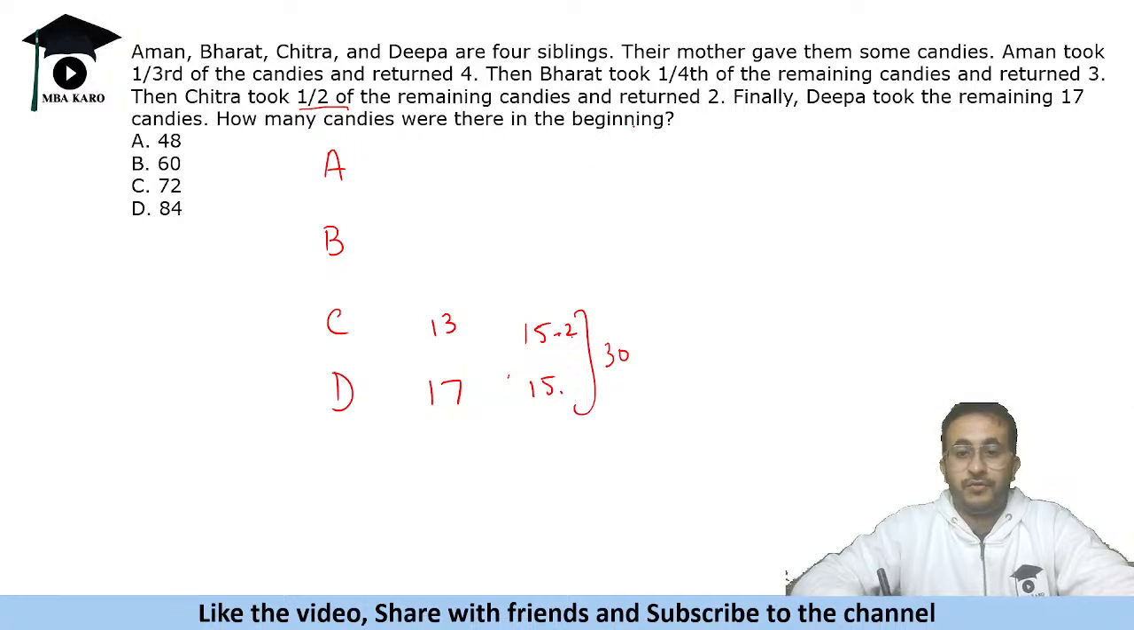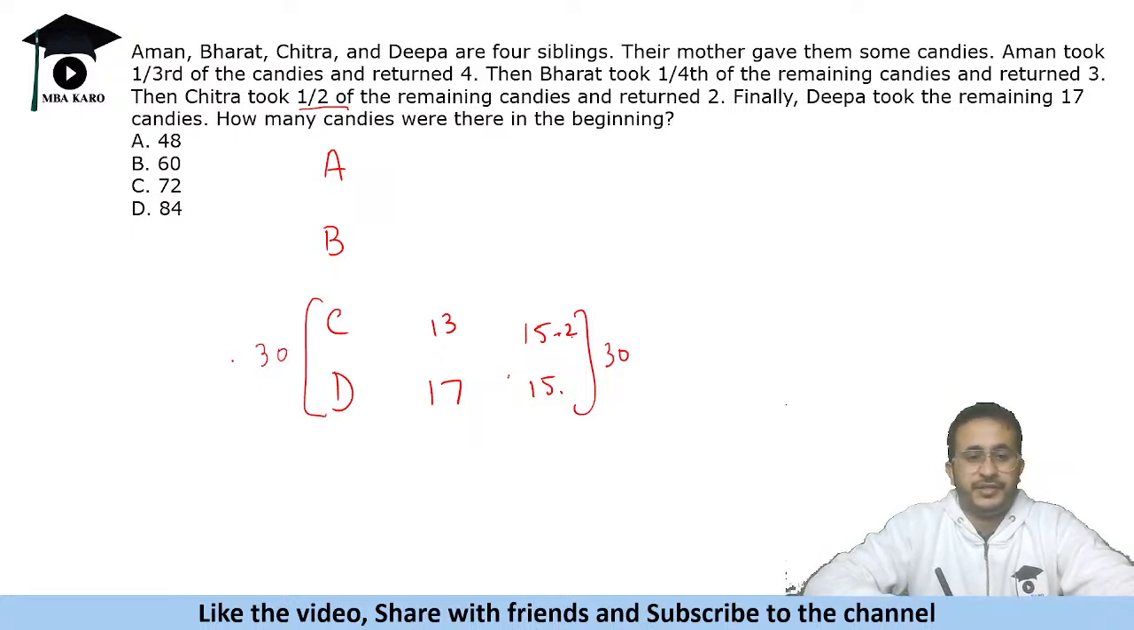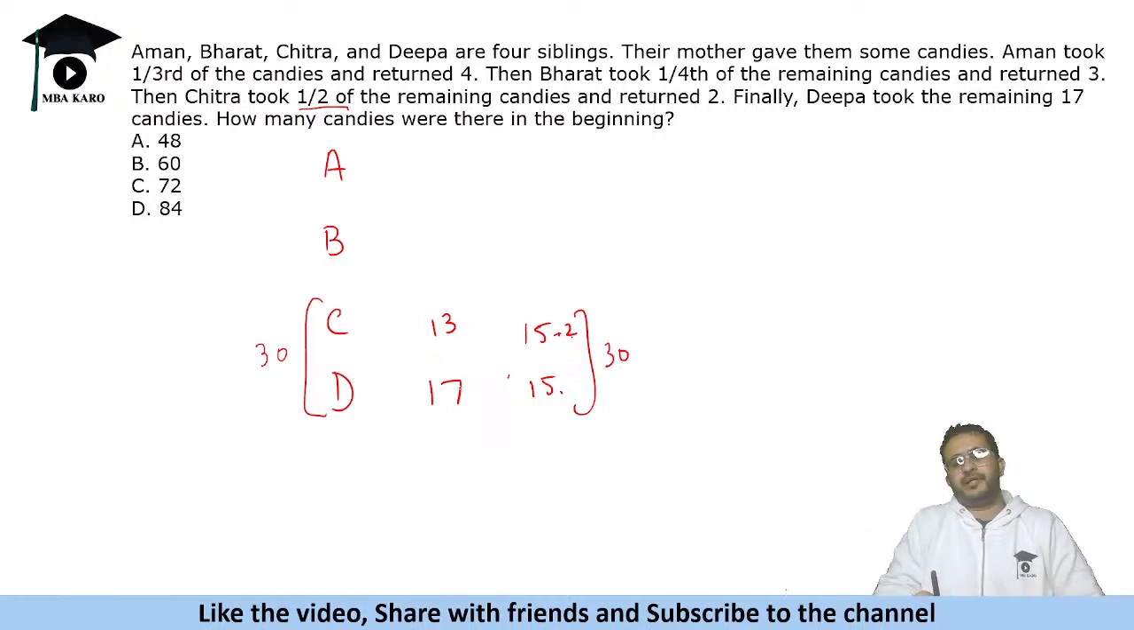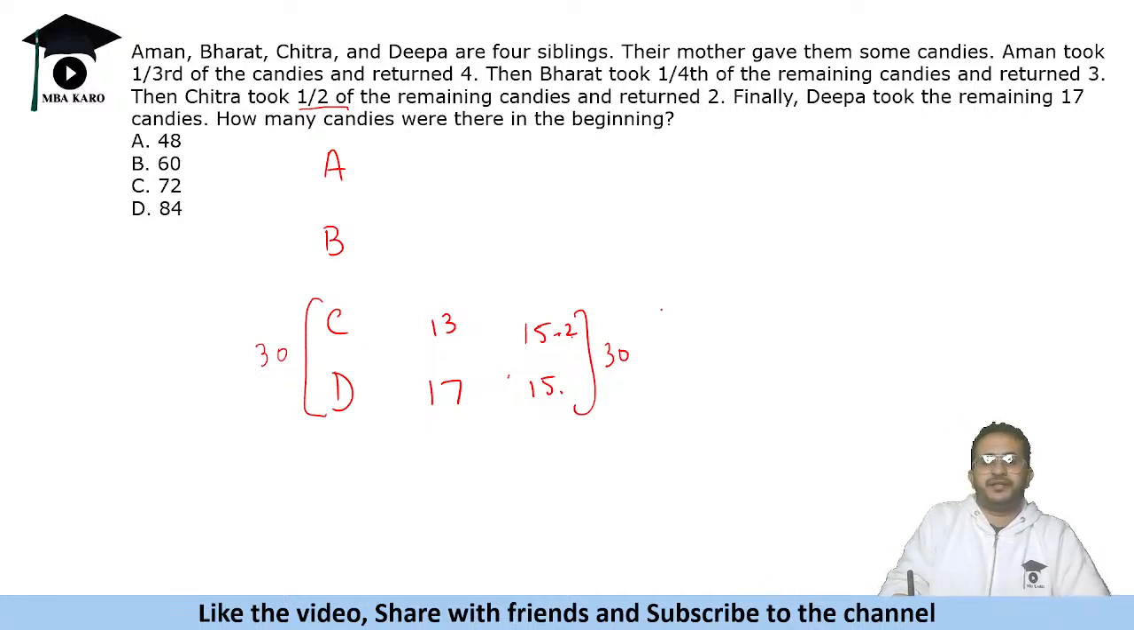So now then we will go back. Bharat took 1/4 of the remaining candies and returned 3. So after returning 3 candies, it became 30. ठीक है, suppose he did not return these 3 candies, then there must have been... Like he returned 3, it became 30. Okay. If he did not return 3, then it must have been 27.